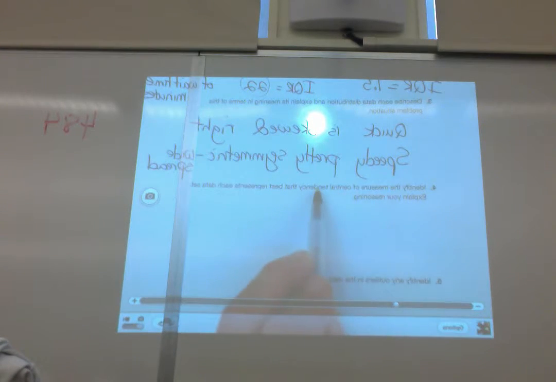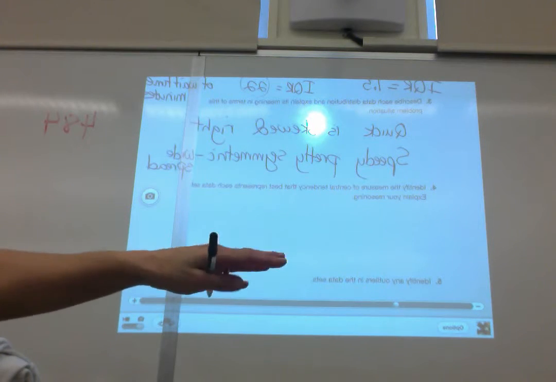Identify the measure of central tendency that best represents each data set. Now remember, mean and median. We decided which one would be best to use to show what the majority is, and one of them we're supposed to use if things are skewed. Who remembers what's better to use if there's a skew? Median. Why? Because if there's a large number, then that'll change the whole average. The average gets thrown off by things way far off.